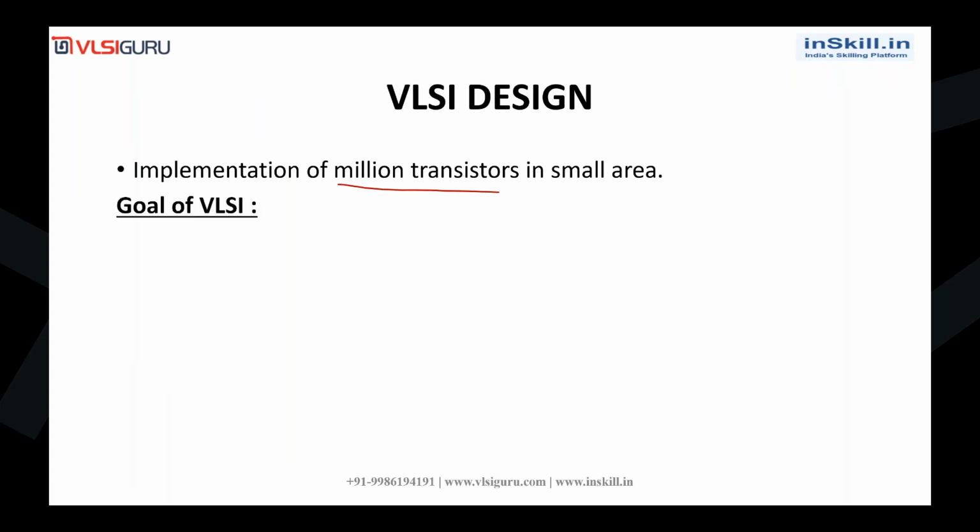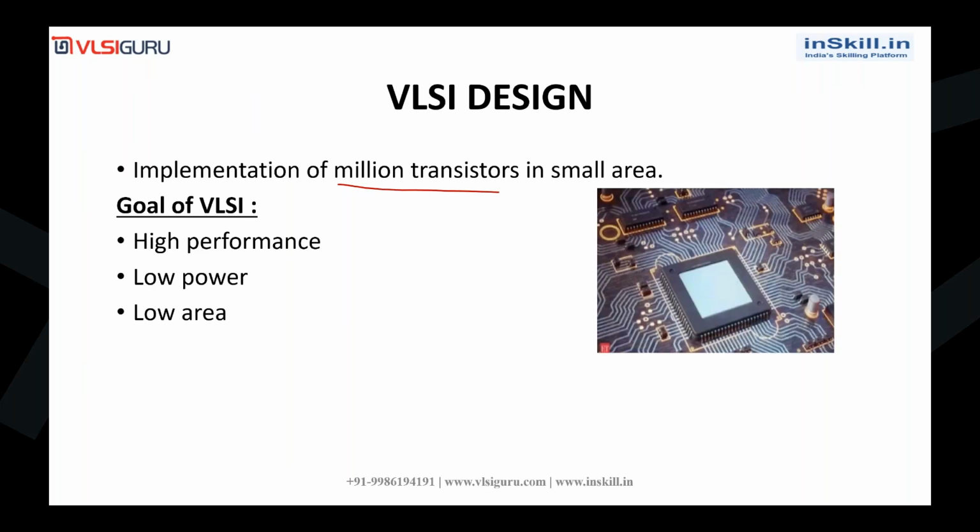So goal of VLSI, if a particular company is designing a chip, then they will be having some primary conditions or primary targets that has to be met. That is what is the goal of VLSI. So first one is high performance. Second one is low power. So we go for low power design in order to achieve longer battery life, and then low area. So if in case our chip size is huge, then our product size will be huge. So that's why we try to go for low area design. And this is how our chip looks like after manufacturing.